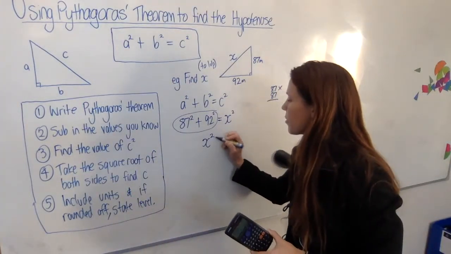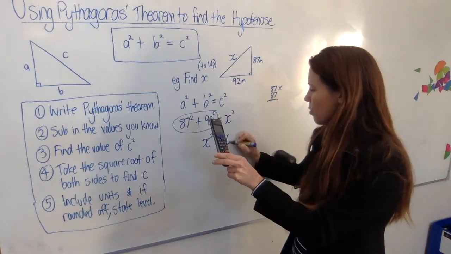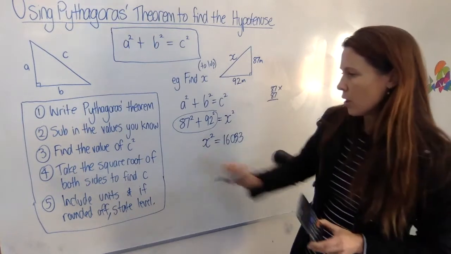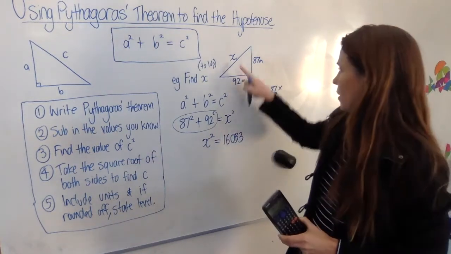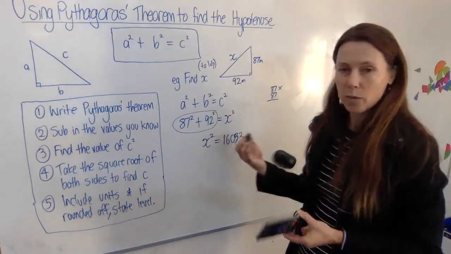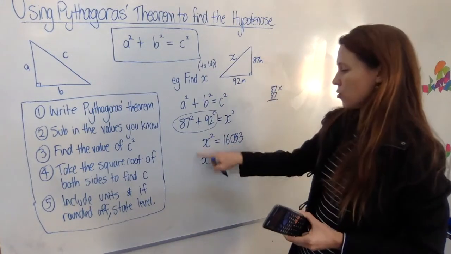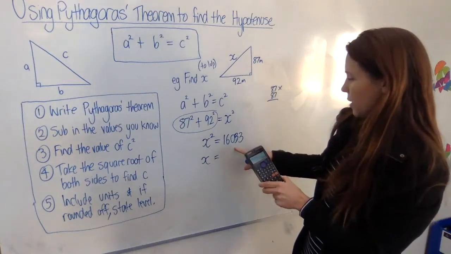I'm going to write x squared is equal to 16033. All right, so I've found what my hypotenuse is when it's squared. So what is it when it isn't squared? Well, I have to take the square root of this side to unsquare it. So I need to take the square root of this.